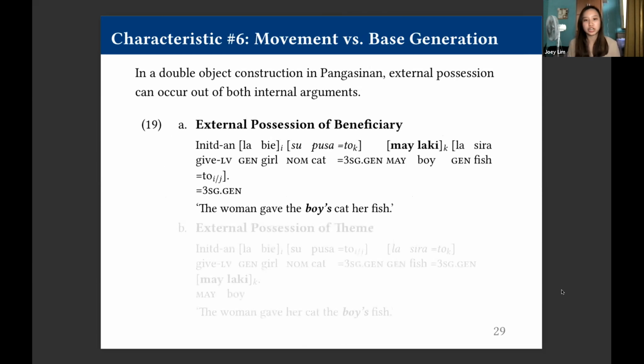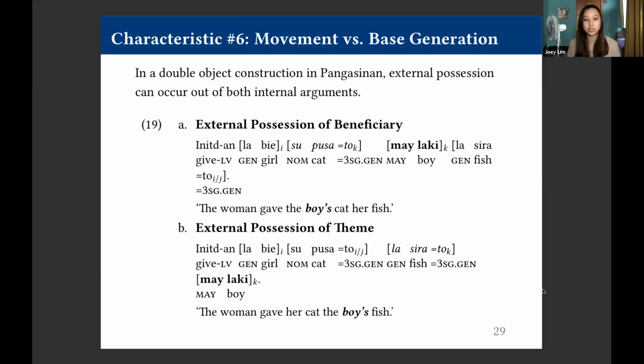In the double object construction in Pangasinan, external possession can actually occur out of both internal arguments. So in 19a here, we have an external possessor, the boy, and in this case, the boy is externally possessing the beneficiary argument, which is the cat. What is more surprising is that external possession can also occur out of theme arguments. So in 19b, we similarly have the boy as the external possessor, but this time, the boy is the external possessor of the fish argument, which is the theme argument, instead of the cat.